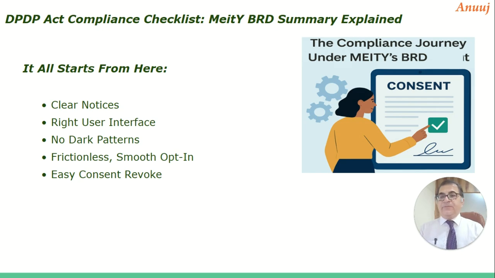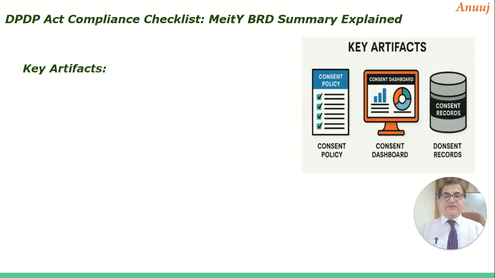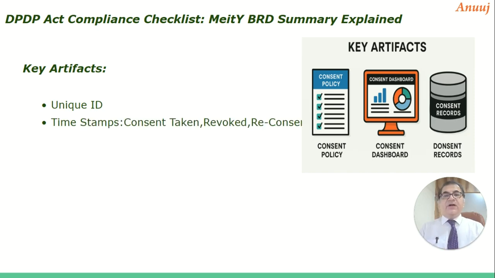that I don't want you to continue using my service and my information, so I revoke the consent that I provided to you earlier. Key artifacts: a unique ID has to be established because the consent is going to be shared across applications, across platforms within the organization. Timestamps need to be recorded. When was the consent taken? When was it revoked? When was the reconsent obtained? You had the personal information, or maybe you were graduating from a minor to an adult, right?